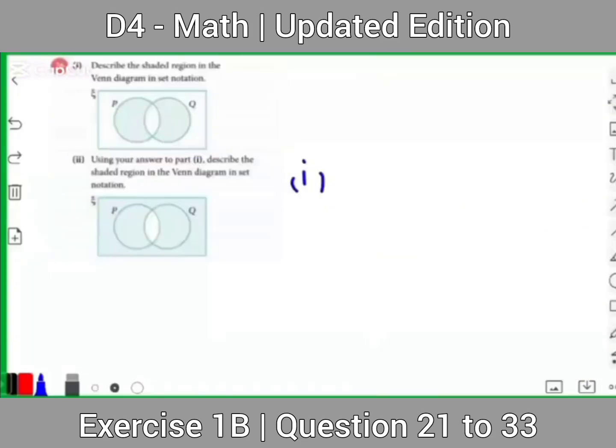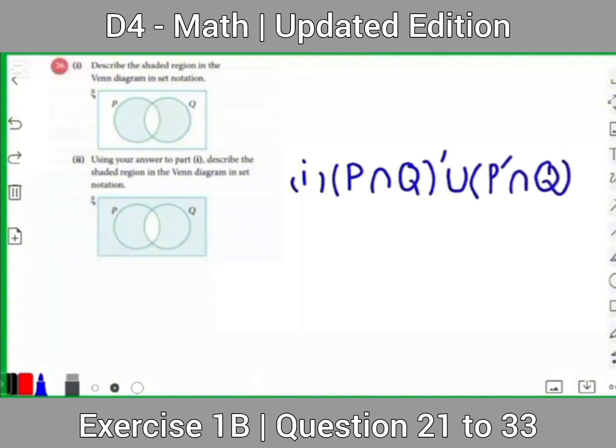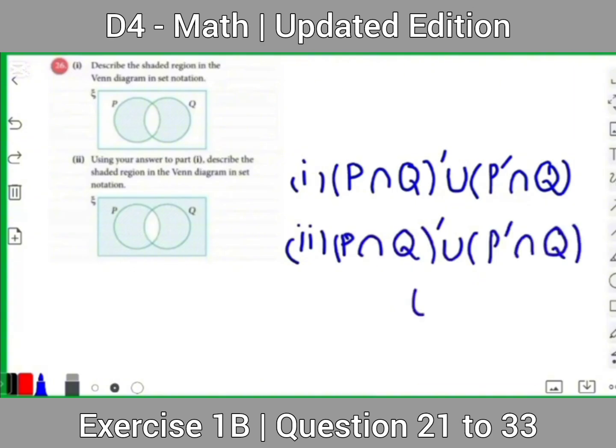In question 26, describe the shaded region in the Venn diagram in set notation. So according to the given diagram, it represents P intersection Q, all complement union P complement intersection Q. And by using the answer to part 1, the shaded region in the Venn diagram in set notation for part 2 is P intersection Q, all complement union P complement intersection Q union P union Q, all complement.